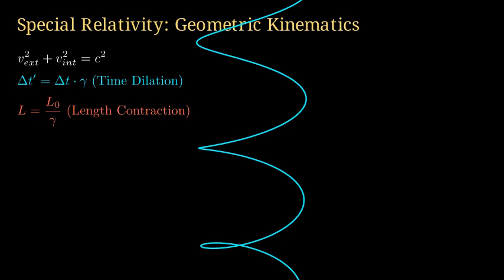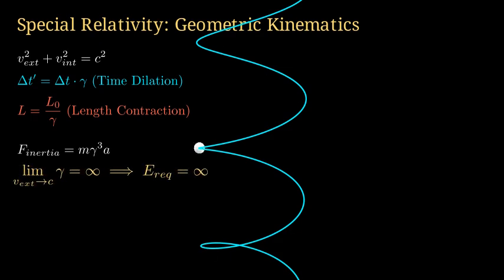As the helix stretches, the macroscopic boundary compresses along the axis of motion. The physical resistance of the vacuum against this stretching is inertia. As external velocity approaches c, the geometric resistance approaches infinity. Accelerating mass to light speed requires infinite energy, which would shatter the topology.